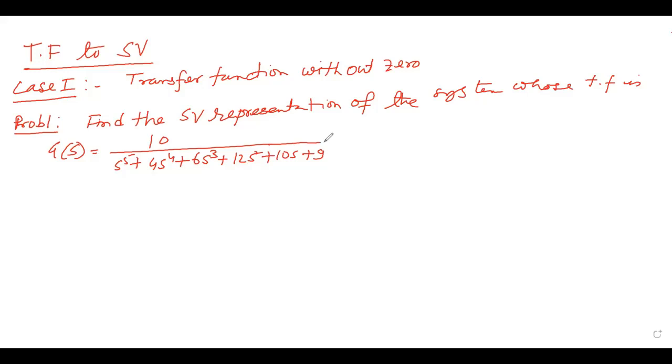let us discuss how to convert this transfer function into state variable form. All right.